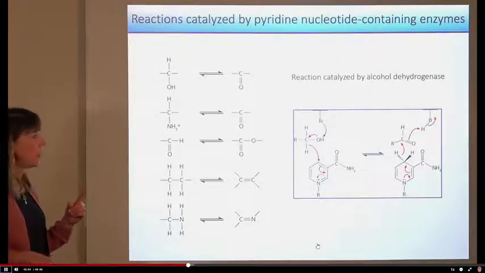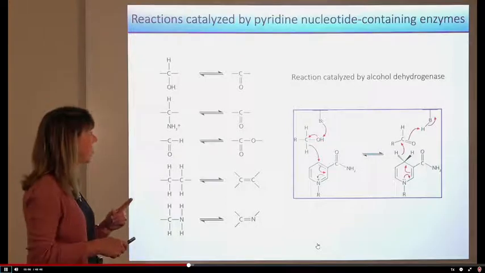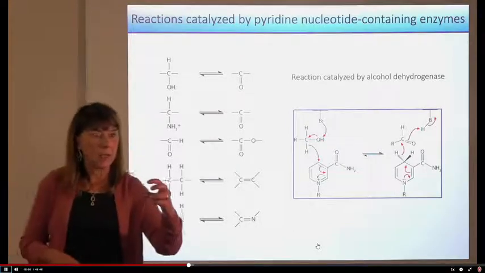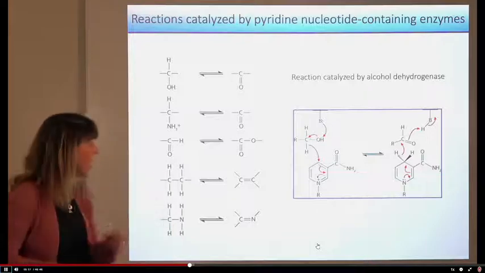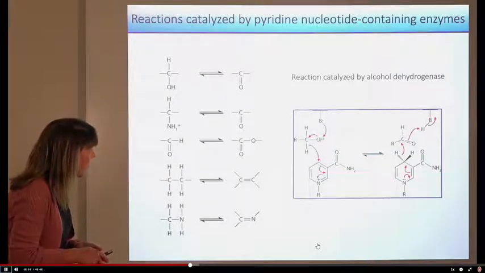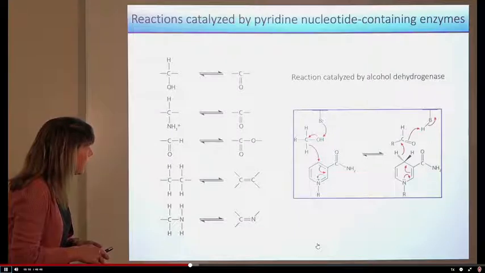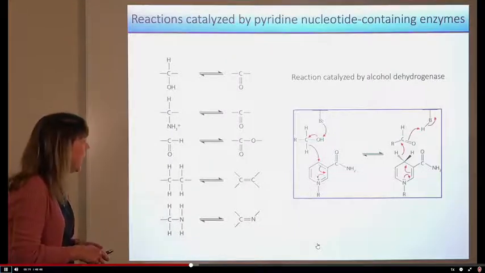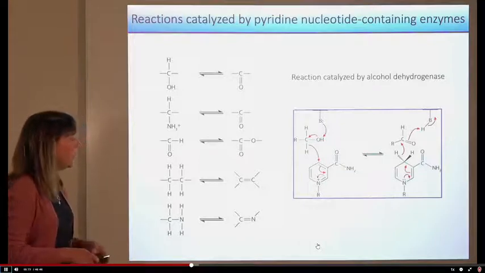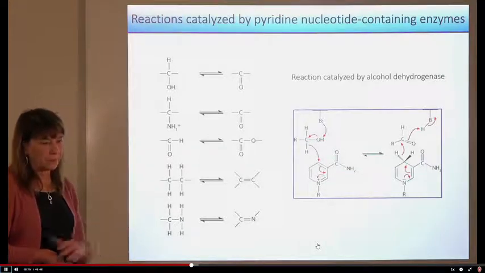But this is typical of what you're going to see happen for a reaction of alcohol dehydrogenase. In the active site, there'll be some base, an aspartate, a glutamate, a histidine, something that's going to pull that proton off here, and those electrons are going to get fed in here. And then this hydride, it's a hydride transfer, gets transferred over to here. And then you can reverse the reaction.